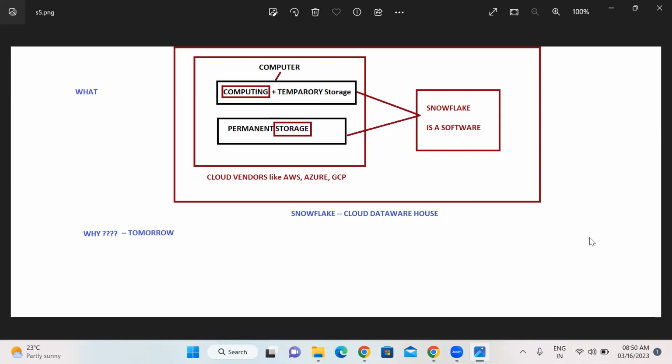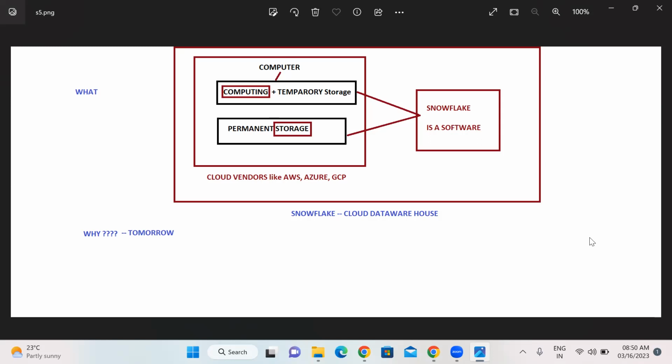Actually, the purpose of a data warehouse is maintaining huge data, and processing, transforming and querying it based on your requirement. To store the data, we need permanent storage. To process and query the data, we need computing power. In olden days, for example, Microsoft SQL, Teradata were there. These are all on-prem data warehouses.